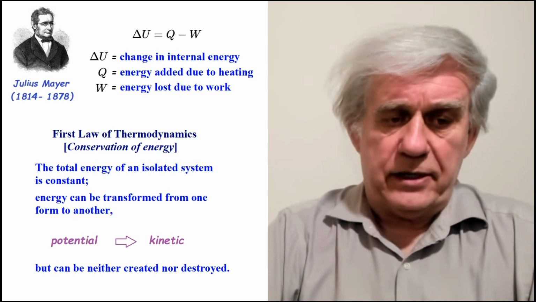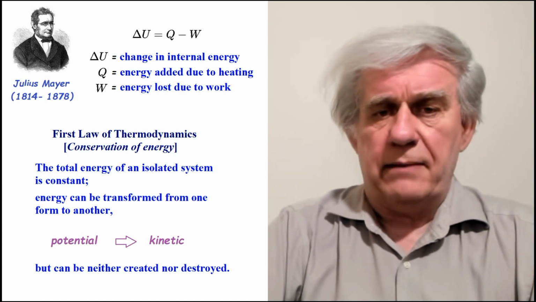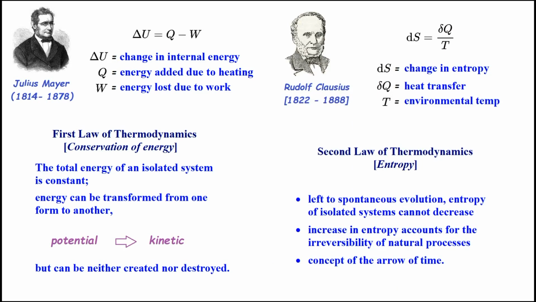But it didn't stop there. Here you had another fellow. He came a few years later, also German. His name is Rudolf Clausius. And he came up with the second law, or started the second law of thermodynamics. And again, here you have the change in entropy. My God, what is entropy? Change in entropy is equal to what? The change in the heat transfer within the system, right, divided by the environmental temperature that you have out there.